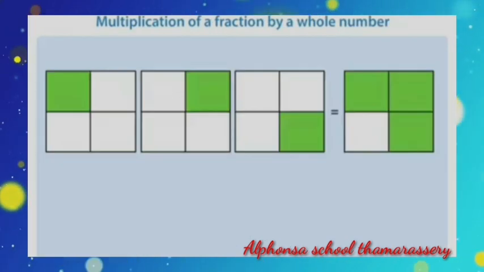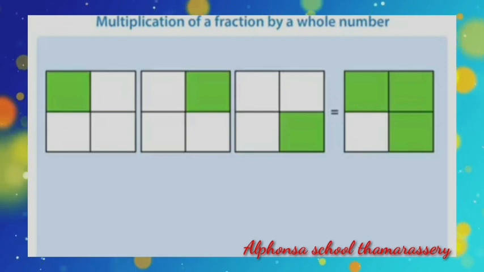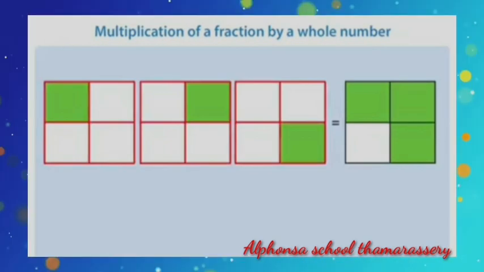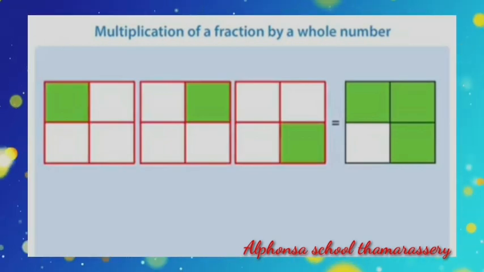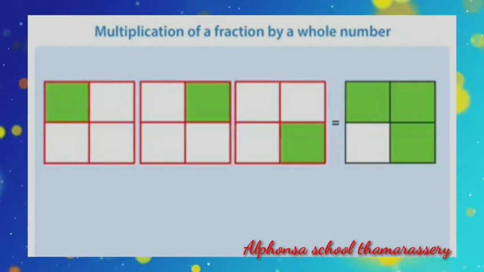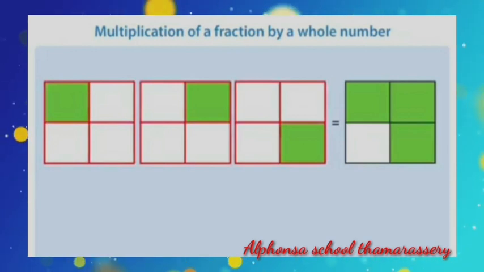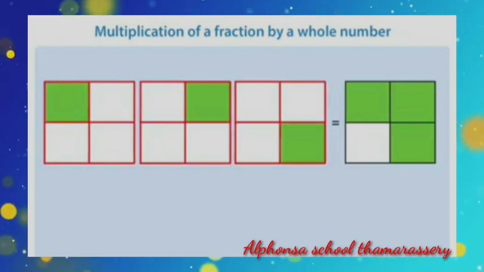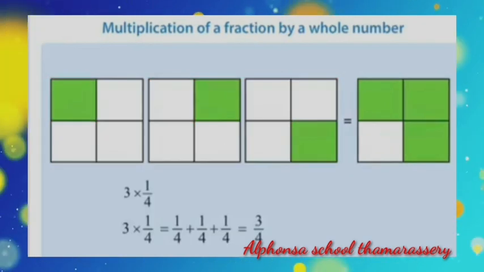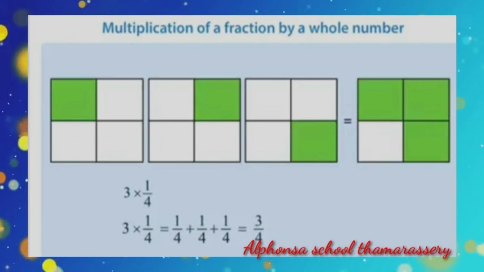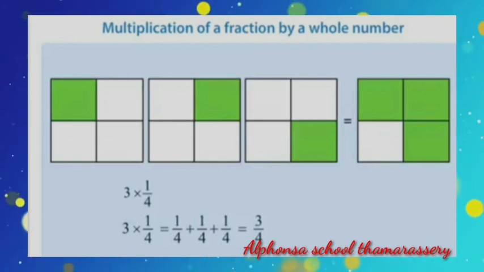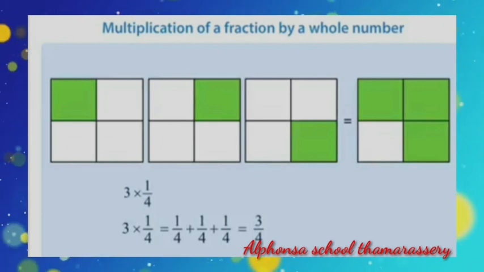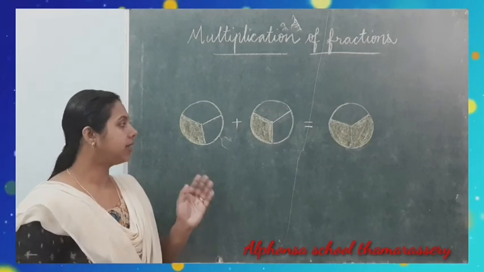Now, can you tell what this picture will represent? The shaded parts in the first three figures represent the fraction 1 by 4 because one part is shaded out of 4 equal parts. So, how much will these shaded parts represent together? They will represent 1 by 4 plus 1 by 4 plus 1 by 4. That means 3 times 1 by 4. So 3 into 1 by 4 is equal to 3 by 4. Can you tell what this picture represents?